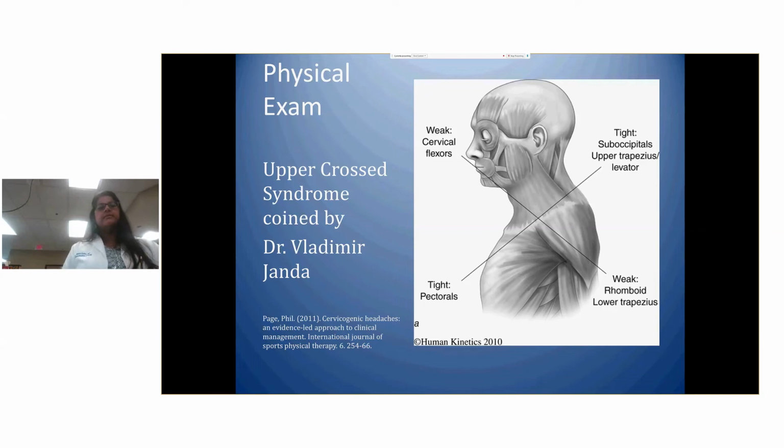Another physician has demonstrated in patients with cervicogenic headache a syndrome which he's coined as the upper crossed syndrome, Dr. Janda, where many of the patients presenting with cervicogenic headaches are presenting with tight suboccipitals and upper trapezius and levator scapulae musculature, tight pectoralis anteriorly, and then weak cervical flexors as well as weak rhomboids and lower trapezius musculature. So I found that interesting, and I'm definitely going to add that to my physical exam to see if those patients present with that.